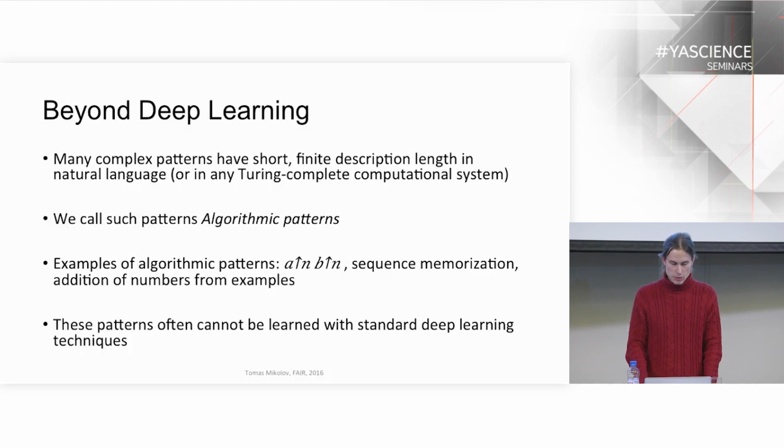And actually LSTMs, because they can count, can still solve A^n B^n, but then we can just slightly increase the complexity and require the models to memorize sequences with variable length, and there we can already break LSTM very easily, and we are still able to design a model that can solve memorization and even addition of binary numbers from examples.